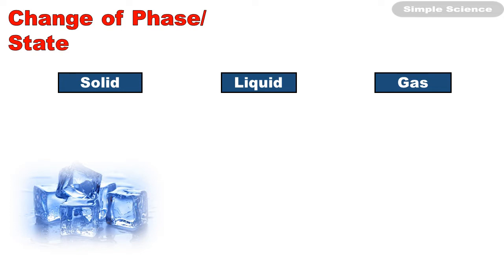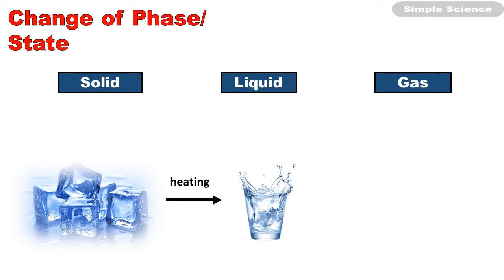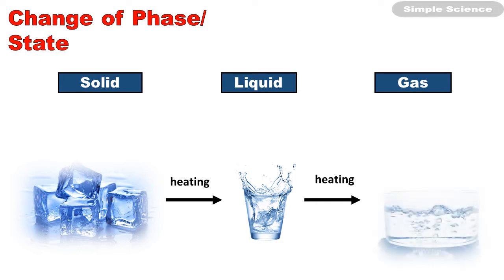Now if we take solid ice, on heating, ice melts and becomes water. Now water, if you heat water, what will happen? It will start boiling and it will get converted into vapors. Now vapors on cooling, what happens? They will again convert into water in the liquid form. And the liquid form, that means water, on cooling again becomes ice or takes solid form.